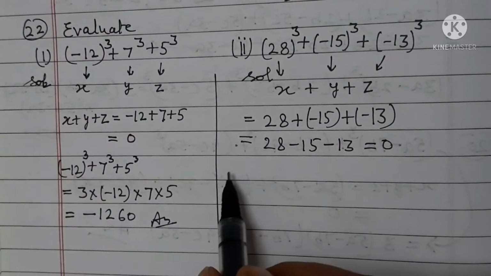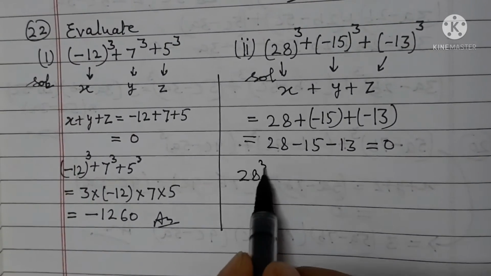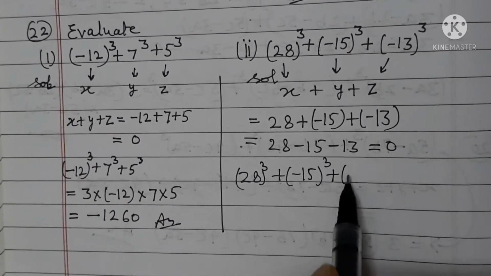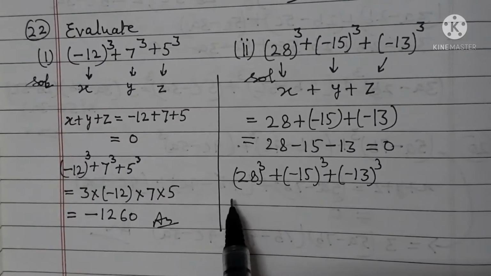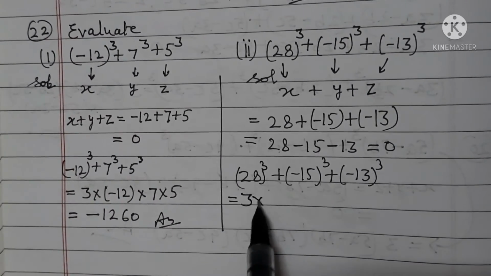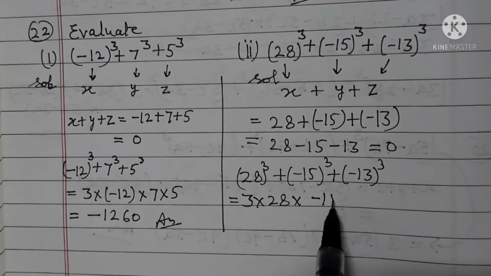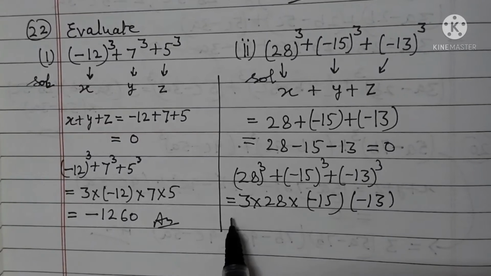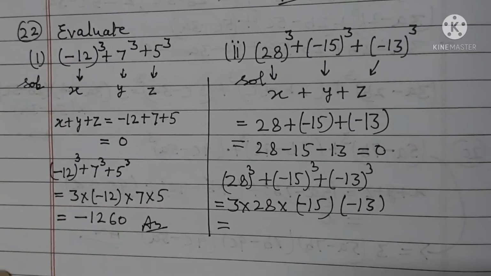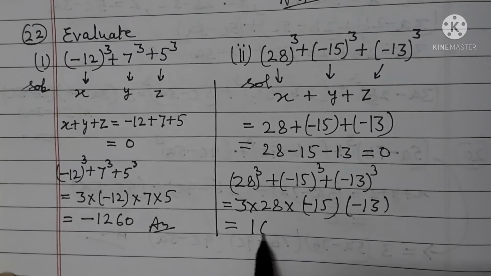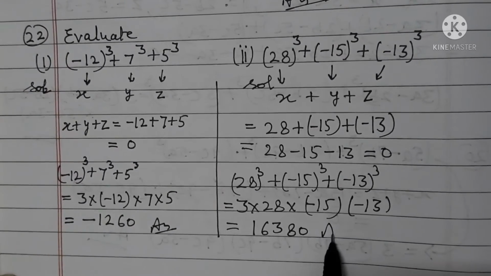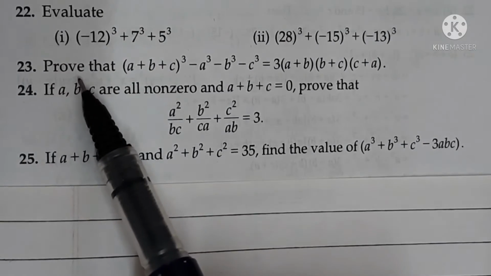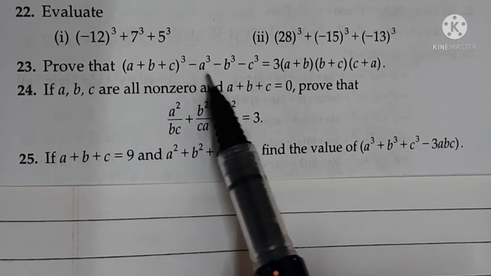to 3xyz. Right here, 28 cube plus minus 15 cube plus minus 13 whole cube is equal to 3 into 28 into minus 15 into minus 13. Minus minus is plus, so the answer will be positive. Now you will get the answer 16380.